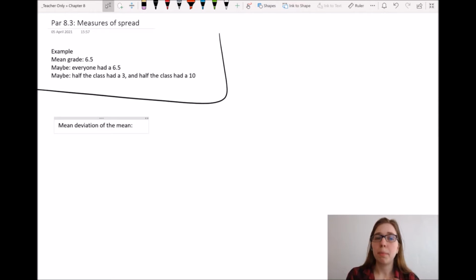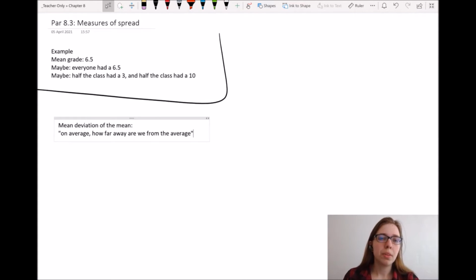Well, what is that? The mean is our average. The deviation means how far away from the average we are. So this is asking, on average, how far away are we from the average? Let me just type that out. Which sounds a little silly, but we'll look at a proper example in a moment.